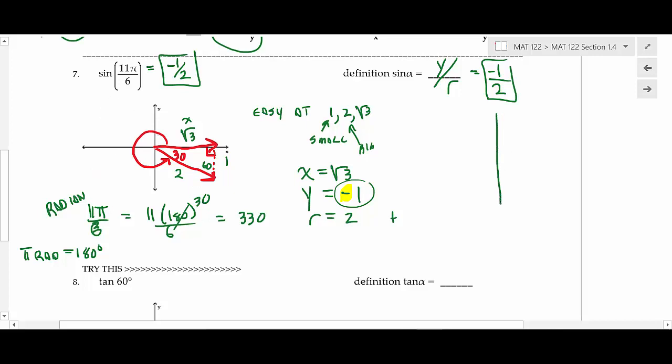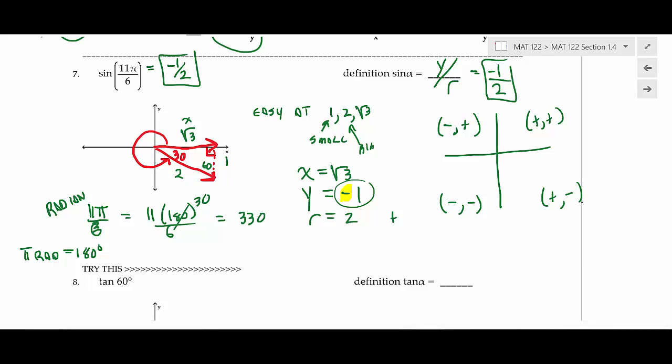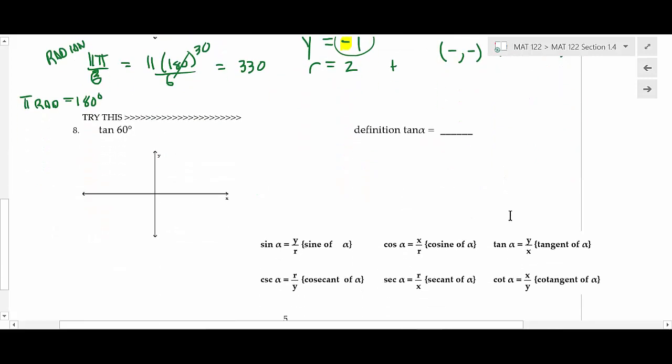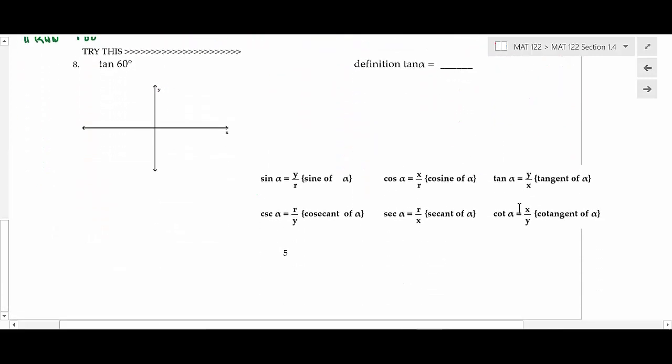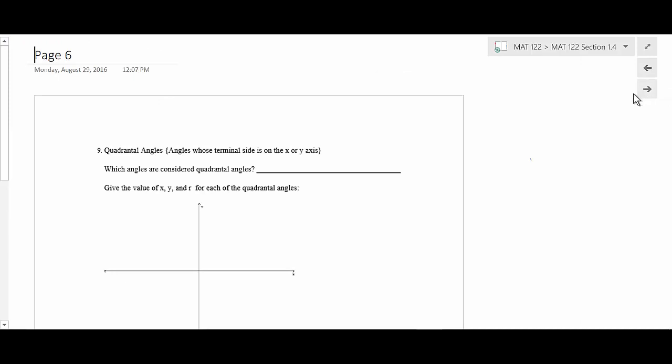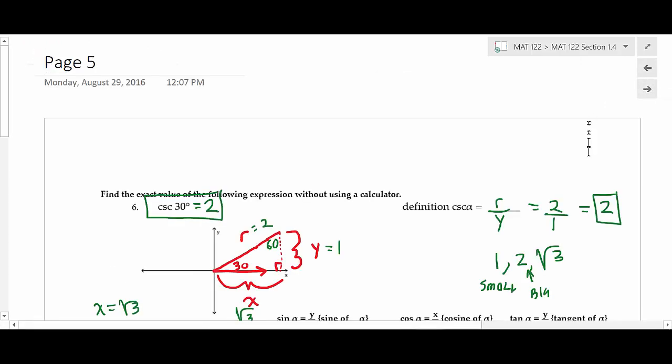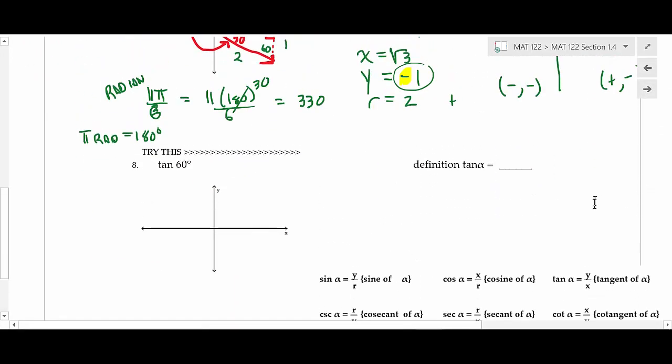Sometimes students need to review that in quadrant 1, both x and y are positive. In quadrant 2, negative x, positive y. In quadrant 3, both x and y are negative. And in quadrant 4, x is positive, y is negative. You need to know that and understand that. If you understand how points work, then you've already got that down. Next, I'm going to pause the video and let you work on number 8, just one problem to get your feet wet.